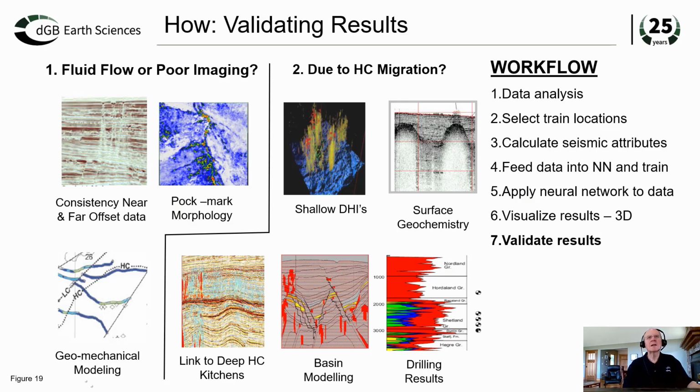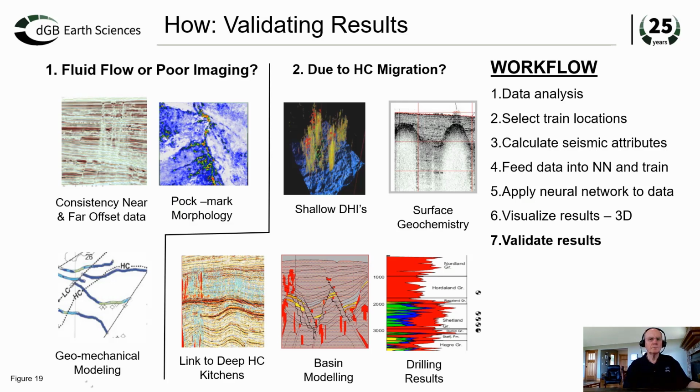The second question we want to ask is: is this due to hydrocarbon migration? Here we can link the chimneys to shallow DHIs, to seepage indications of oil or gas migration based on either surface geochemistry or piston core data. We can also link it to results in basin models, and the best result is from actual wells that drill through these chimneys to see if we see an increase in C2 through C5 and oftentimes an increase in pressure in a well.